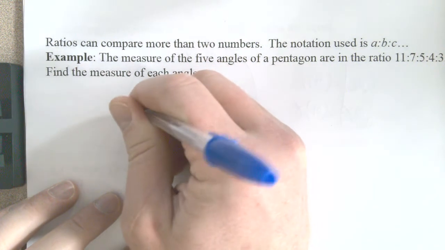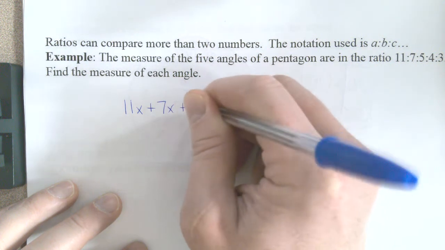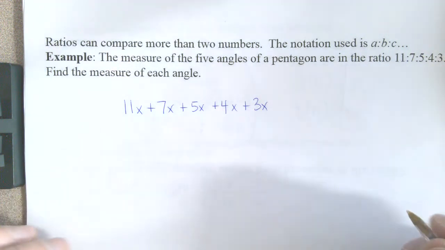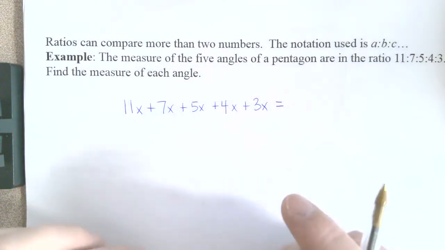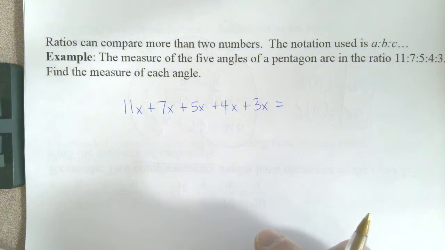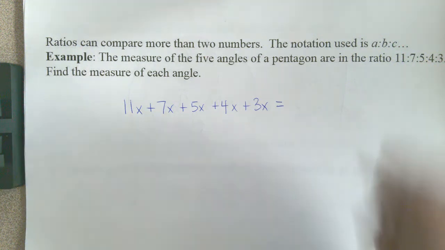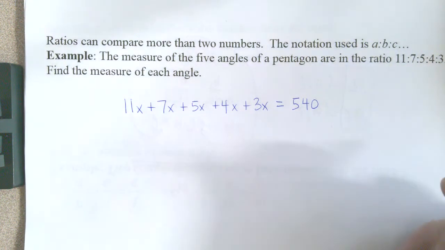We're going to take 11x plus 7x plus 5x plus 4x plus 3x. Now, on this one, we have to determine what we're going to set that equal to. Like I said, we're using that formula, n minus 2 times 180. Because a pentagon has 5 sides, 5 minus 2 is 3. 3 times 180 gives us 540 for the sum of the interior angles.